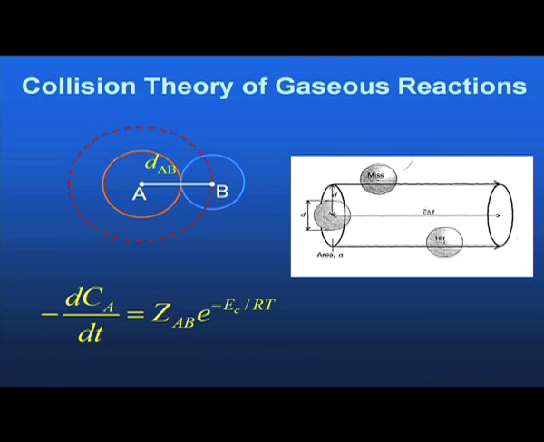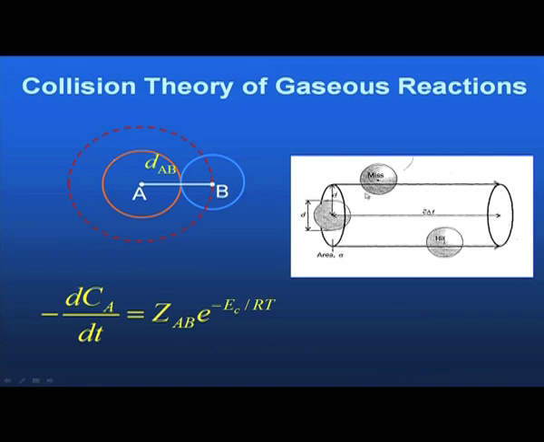Let us look into this diagram. We have two molecules, A and B. A is one sphere, B is another sphere, each with its own radius. They will make a collision if the distance between the centers of A and B is exactly equal to the sum of their two individual radii. Let us call this distance DAB. When DAB equals the separation between the centers of the two nuclei, there will be a collision.